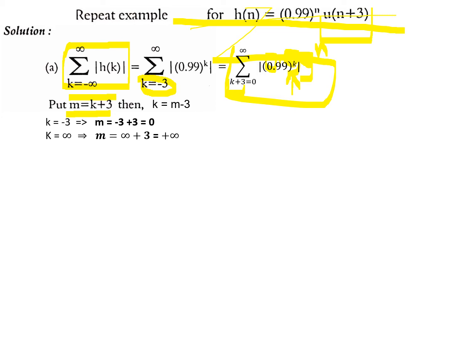If k is infinity, what is m? In m is equal to k plus 3, in the place of k put infinity. Infinity plus 3 is infinity. So when the range of k is minus 3 to infinity before I substitute, after I substitute, the range of m is 0 to infinity. See, my purpose is solved.